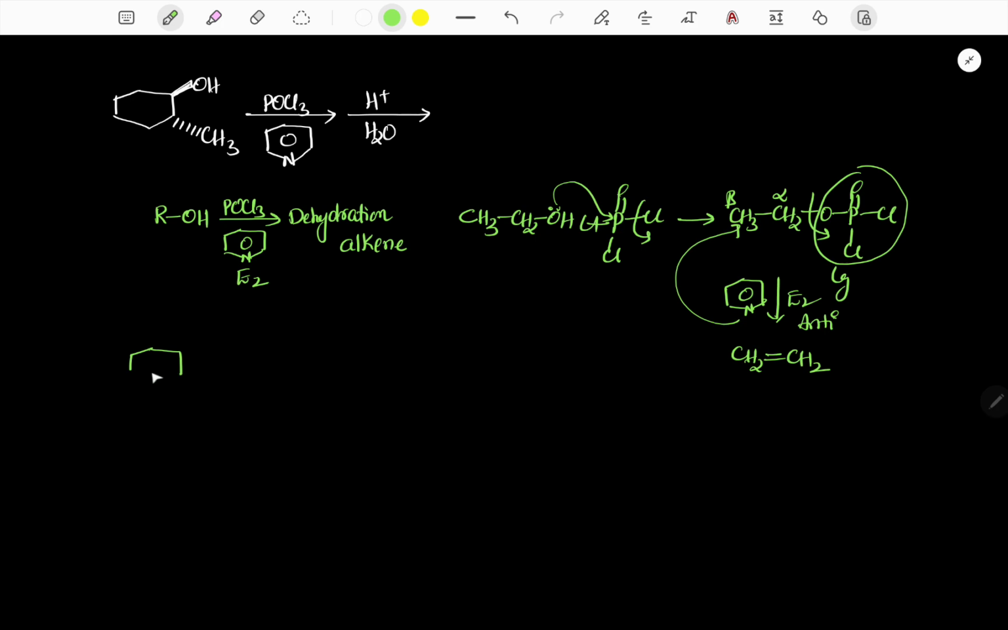Therefore in the given question also, it is above the plane, it is below the plane. Now it is treated with POCl3 and pyridine, so definitely the E2 mechanism is possible. Alpha leaving group, beta proton. But here this proton is above the plane, so at this position there is no elimination. But here one proton is below the plane, one proton is above the plane. So through the mechanism explained, dehydration takes place and the corresponding product is an alkene.